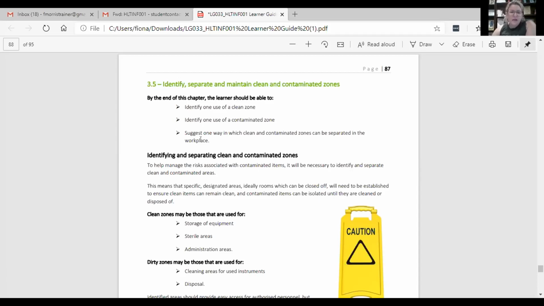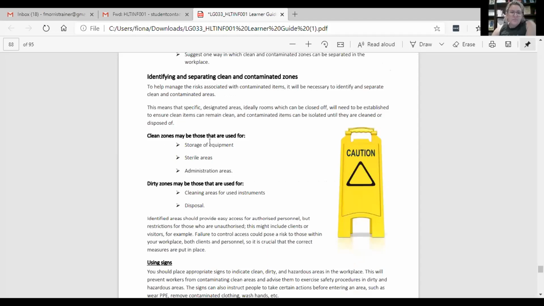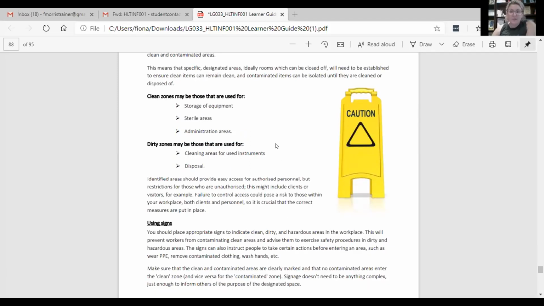Clean zone is basically an area that's used for storage of equipment, sterile areas, or administration areas. Nice and clean. Everything in there is clean. Nothing goes in there that's dirty. Dirty zones may be those that are used for cleaning areas for instruments and disposal. So that's question 1 and question 2 under 3E.